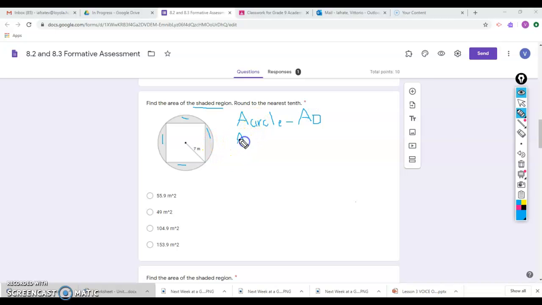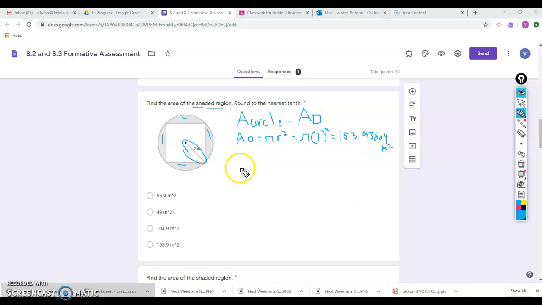Area of circle is equal to pi r squared, which is equal to pi times the radius. The radius of the circle is 7. Pi times 7 squared. It's a full circle this time, so no need to divide by 2. So we're just doing 49, which is 7 squared, times pi. And then we get 153.93. And now don't forget, this is in meters, so meters squared. I'm going to round later.